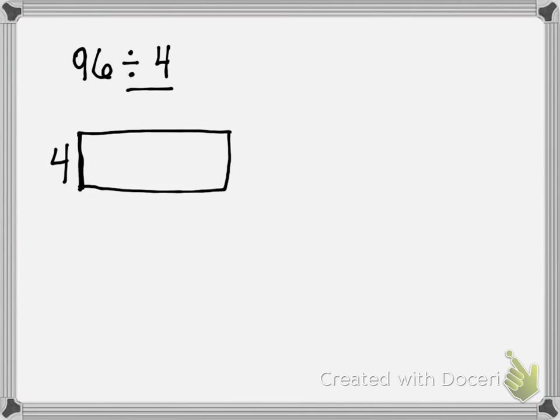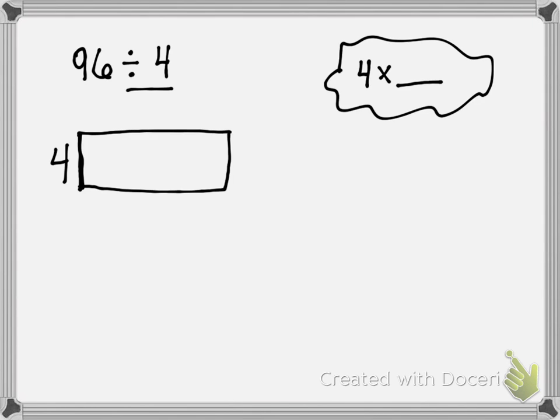we're going to kind of think to ourselves, 4 times what is going to give us that 90? All right, well, nothing times 4 gives us 90. So what can we do close to get to 90? 4 times what will give us close to 90? So we can multiply 4 by how many 10s to get to 90?